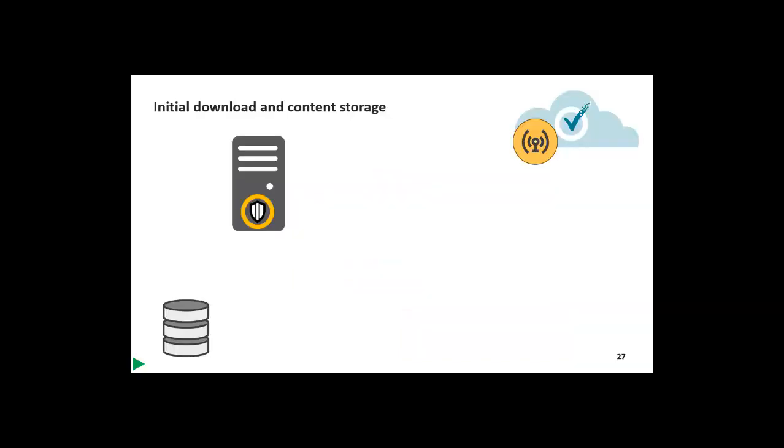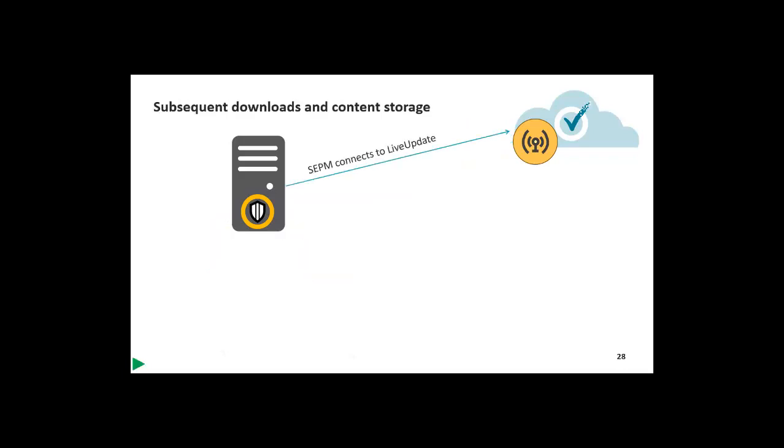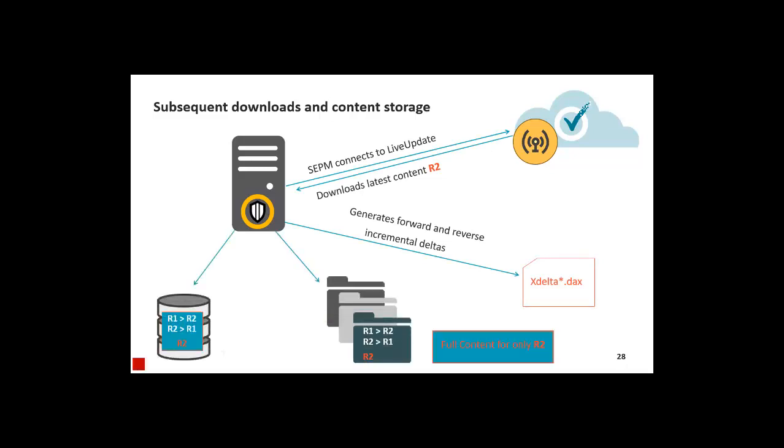On the first download, a full content package is stored for each operating system type that's used in your organization. This screen shows you how content is optimized by generating forward and reverse X deltas on subsequent downloads. When the SEPM and the client have a content revision in common, the SEPM can use it as a base for a delta to send to clients. Clients can also apply that delta to the same base locally to get the latest content. Deltas are typically much smaller than full packages, which results in major bandwidth savings.